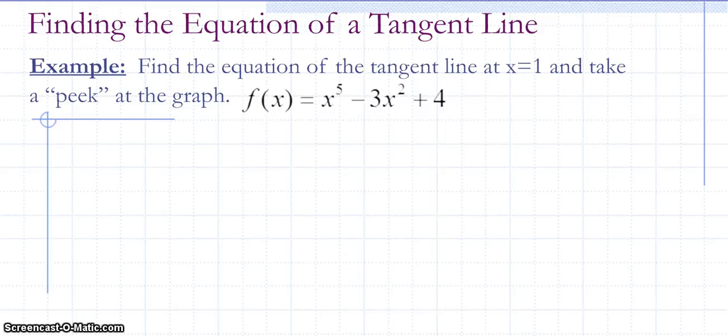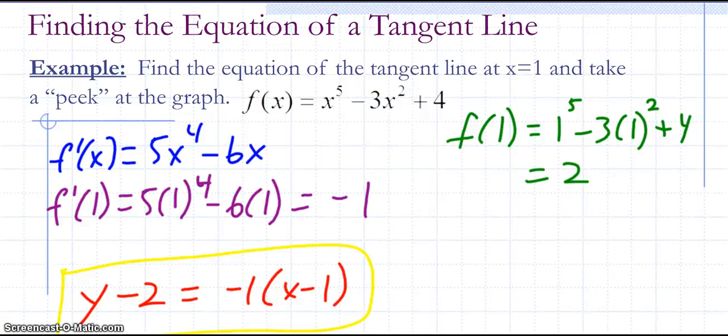Alright, so next I want you to find the equation of the tangent line at x equals 1 of f of x equals x to the 5th minus 3x squared plus 4. And then also look at this again on your calculator and graph the tangent line on your calculator so you can see that actual relationship. So pause the video and unpause when you're ready to check your work.